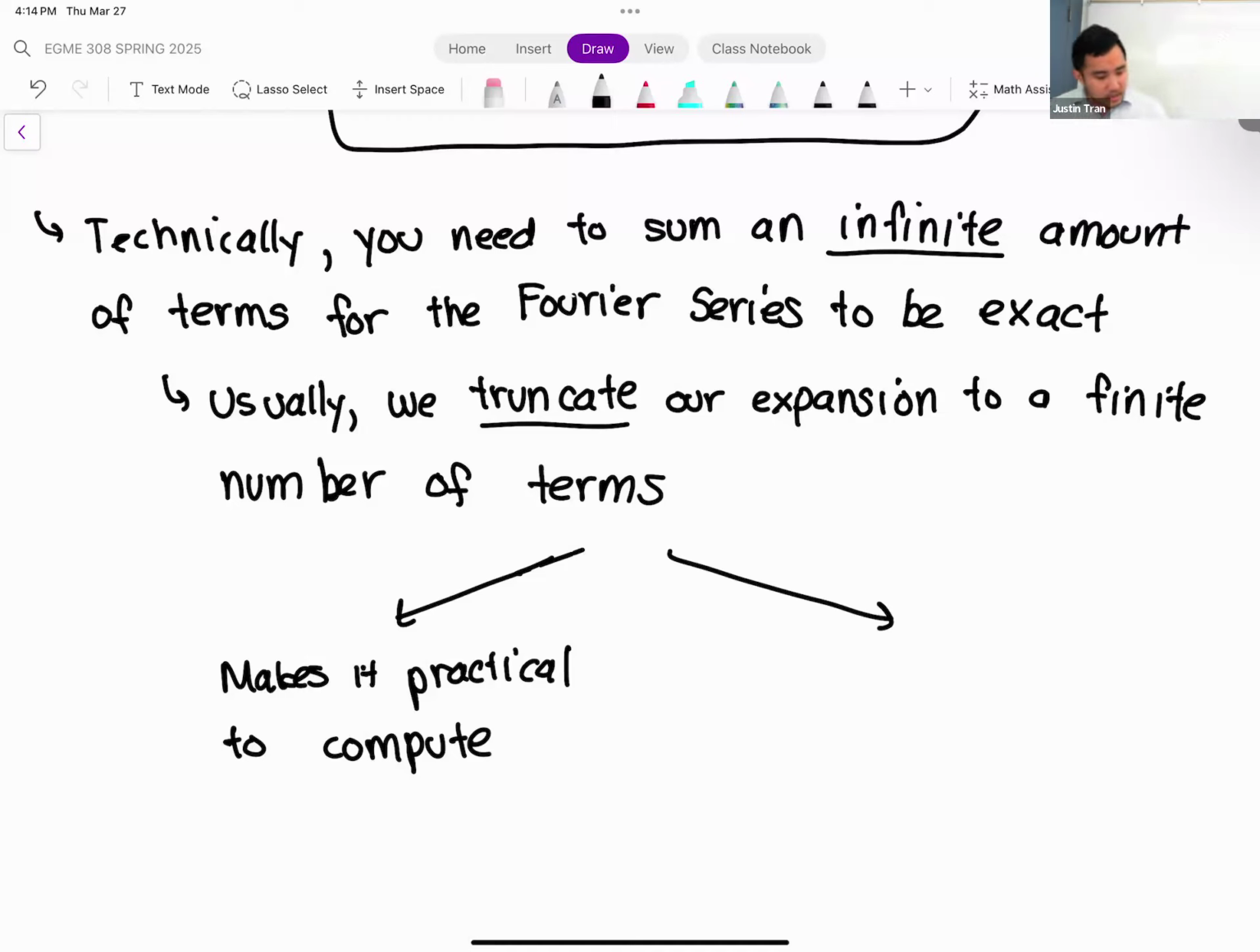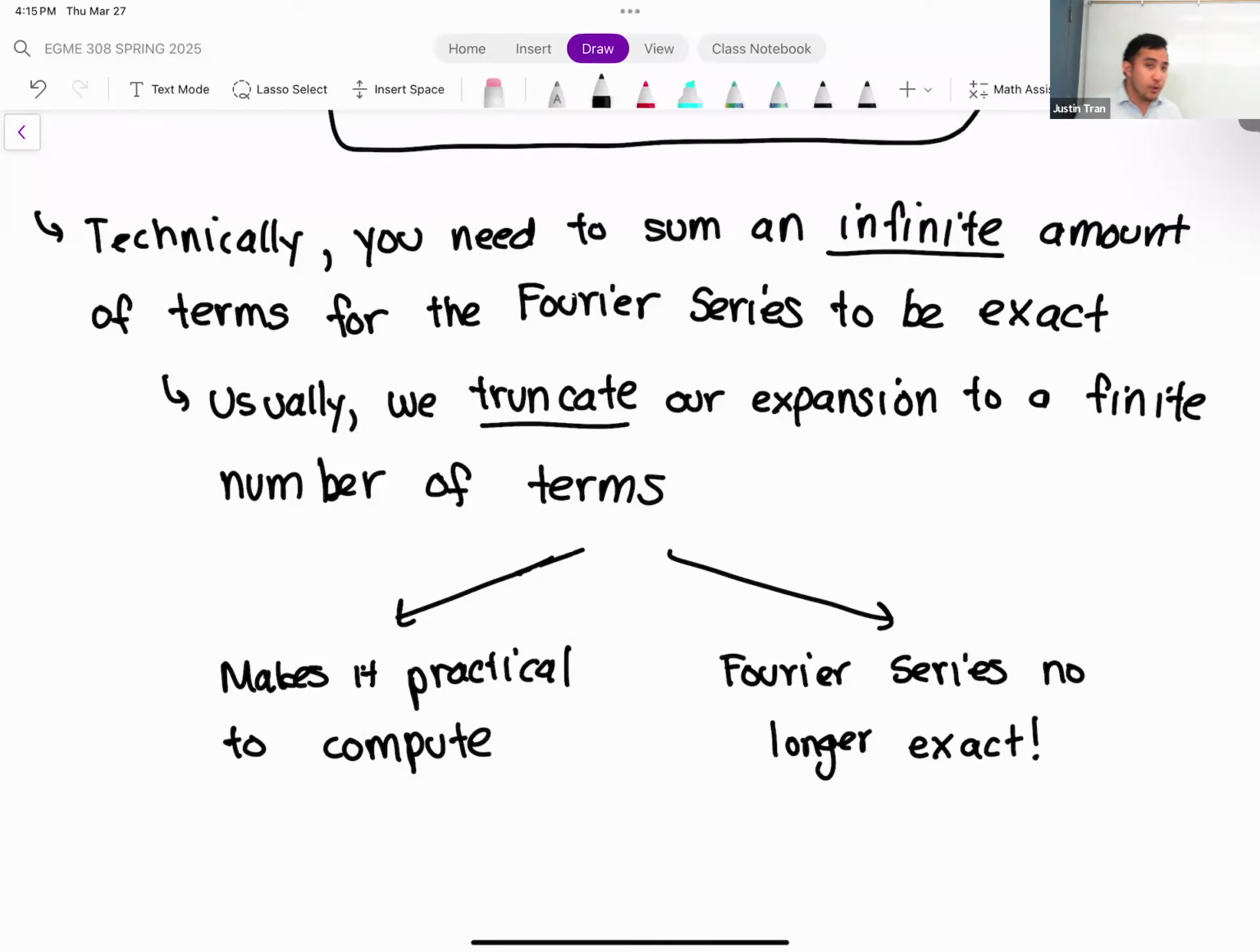The other consequence is that your Fourier series expansion is no longer going to be exact. In fact, you saw that in the last example when we plotted it. We weren't able to capture that square wave or rectangular wave perfectly. We still had some oscillation, although we were starting to get close. That's just a trade-off that you have to make.